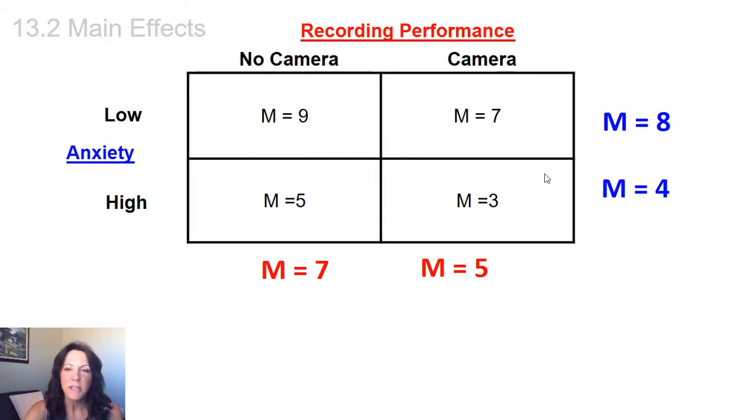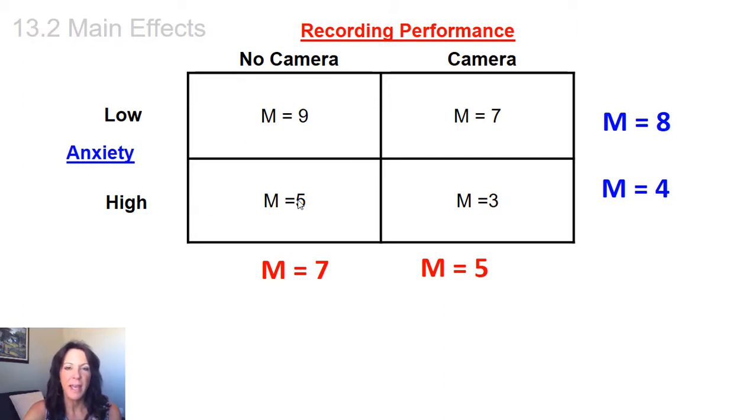All right, so we have these numbers in the cells, and what we can do is find out if there's a difference between scores based on low and high anxiety. So how do we do that? Well, basically, we're going to take the mean of 9 and the mean of 7 here, and we're going to come up with the average performance for low anxiety. The average performance on a job interview for low anxiety is 8. So that is the average.